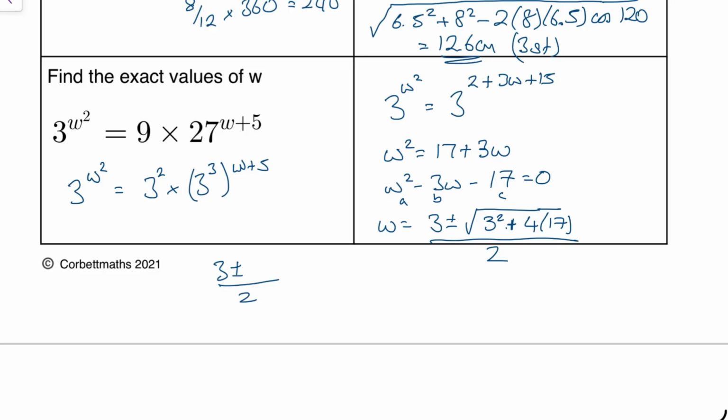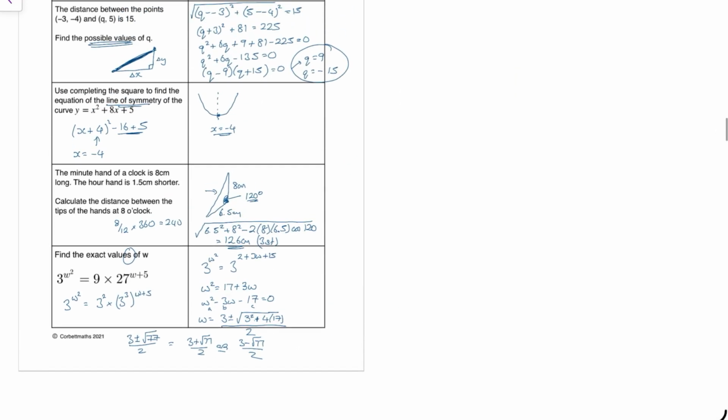Calculator out. So root of 9 plus 4 times 17 is root 77, so that's going to be 3 plus or minus root 77, over 2. And well, it could be both answers, can't it? Because it even says in the question values, so there's my clue. So therefore my answers are, and it says exact values, 3 plus root 77 over 2, or 3 minus root 77 over 2.